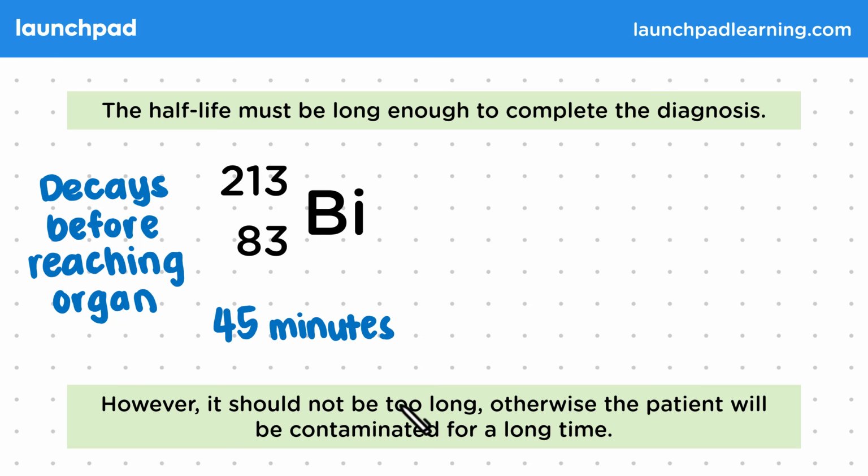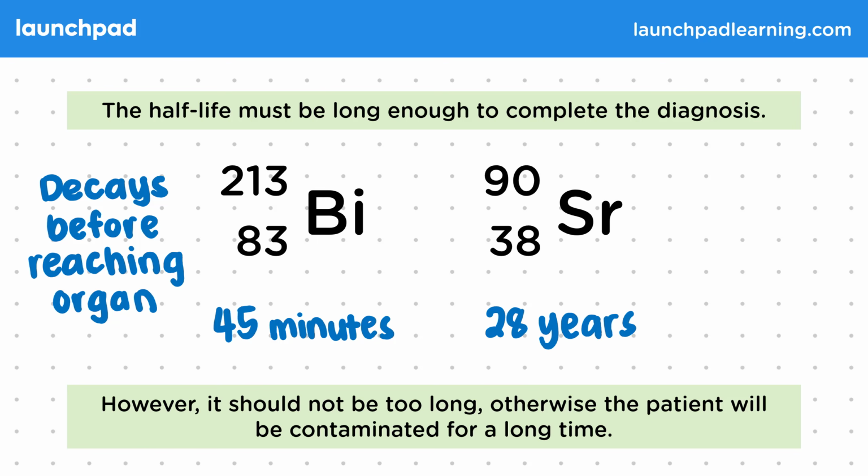However, it should not be too long, otherwise the patient will be contaminated for a long time. Strontium-90 is an example of an isotope with a long half-life of 28 years. This half-life also isn't suitable, as the strontium will be decaying inside the patient's body for the rest of their lives, and it will cause long-term damage.